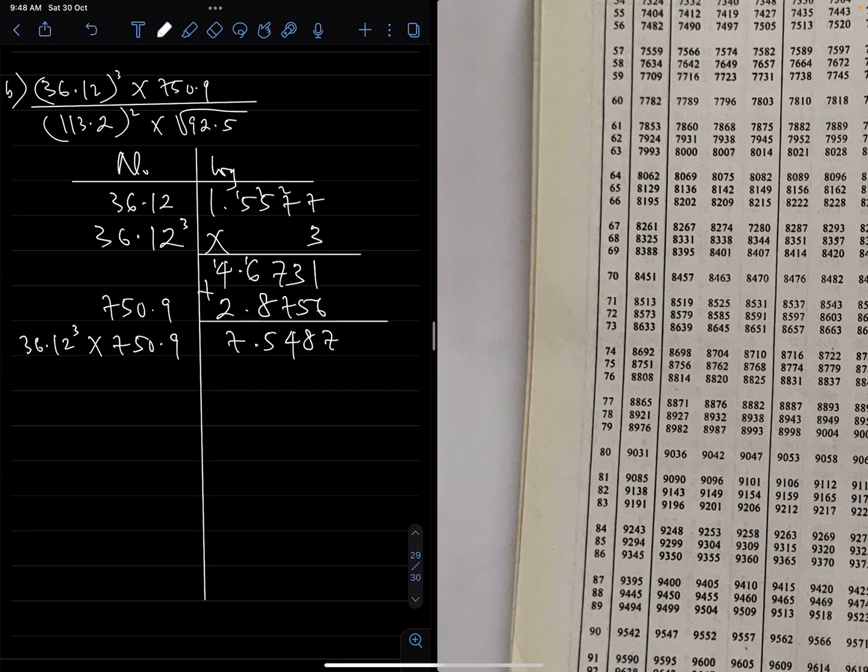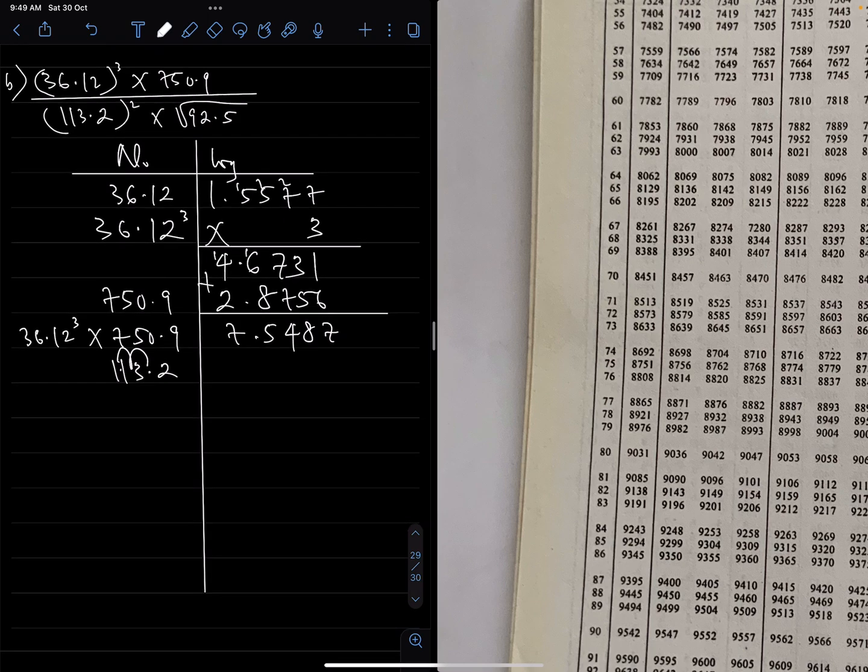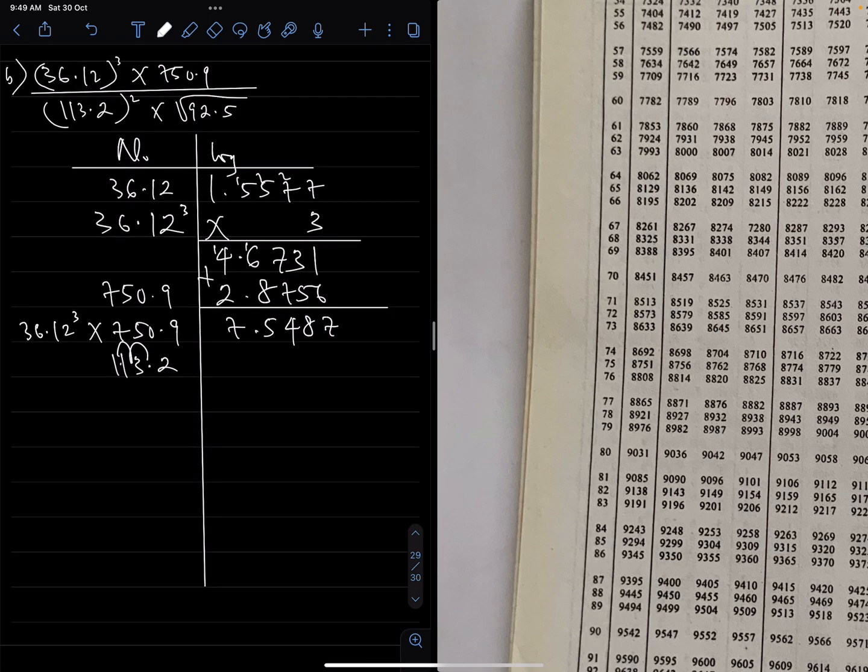Now to the denominator. 113.2. Before the square, you have to find the logarithm first, step by step, so that you don't get confused. If I write this in standard form, it becomes 1.132 times 10 power 2. So the characteristic is 2.